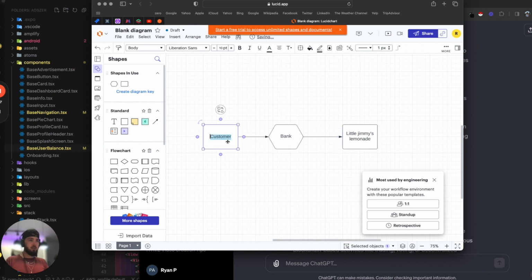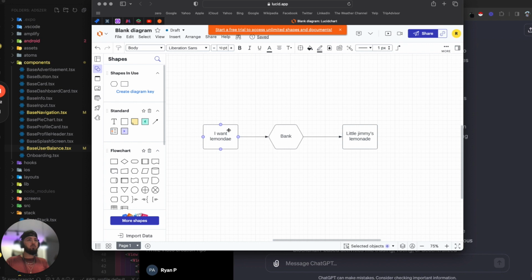And here's me. I want lemonade. If we lived in a cashless society, this is how it would happen. So you see Little Jimmy's lemonade stand on the side of the road, and you would have to pull out your credit card in this. We're almost there, by the way, a cashless society.